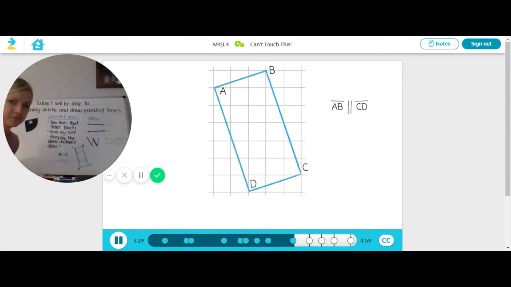What's another pair of parallel line segments in this rectangle? AD and BC. That's right. This is how we'll write that these segments are parallel. What do you notice about opposite sides of a rectangle in parallel line segments? Opposite sides of a rectangle are parallel. That's right. Is this true for all rectangles?